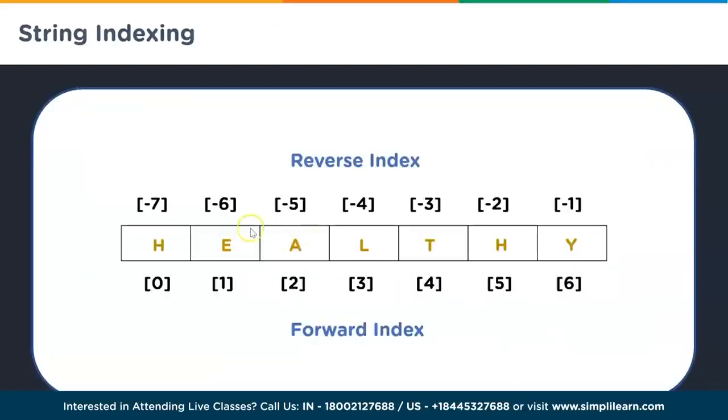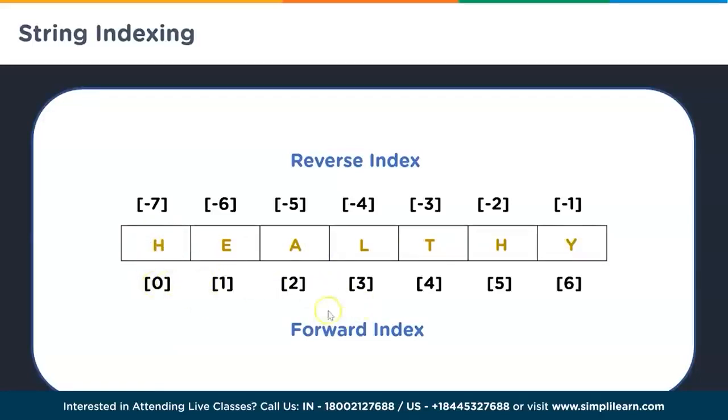Next, we have string indexing. If you want to extract a few characters from your string, you can use the indexing method. In Python, a string starts with the index number 0. So here we have a string which is healthy, and the first element is present at the 0th index.